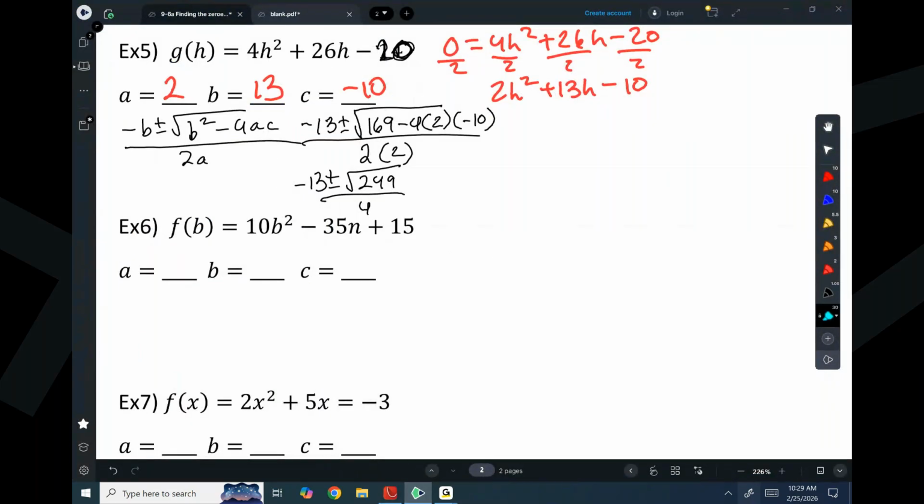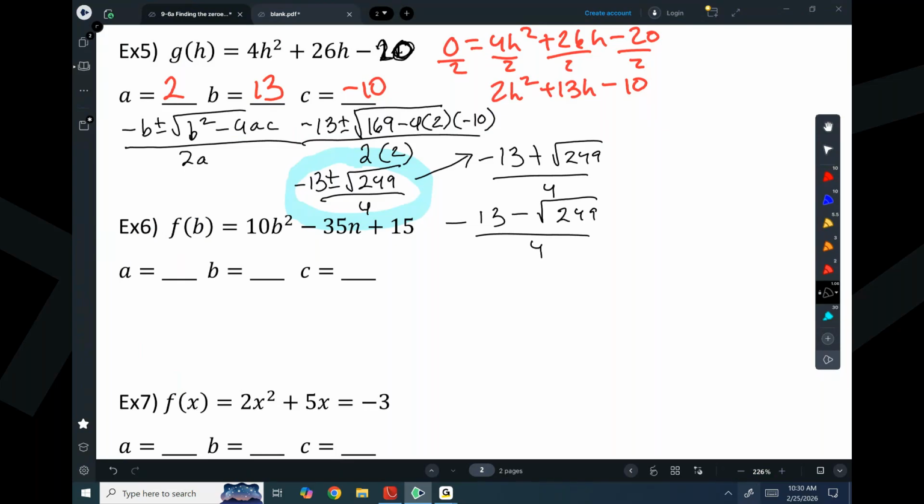On the STAAR test, if you see an answer like this, and you could see an answer like that in real life, you know they used a quadratic equation or they completed the square to solve that, because you could not use a table to figure that out. What are my two answers? My two answers are negative 13 plus the square root of 249 over 4, and negative 13 minus the square root of 249 over 4. You guys get it? Those are my exact answers.